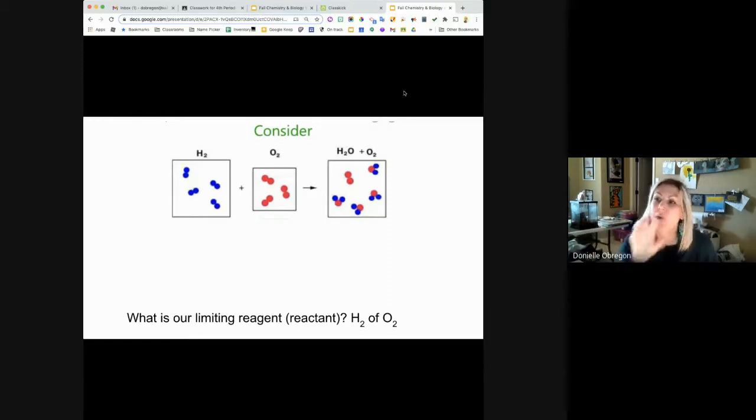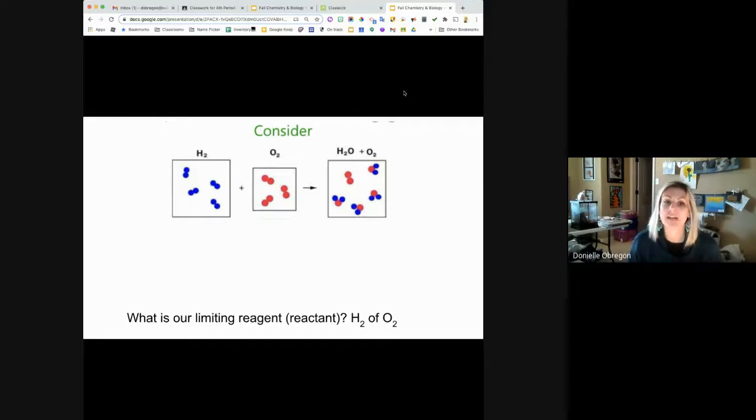So what I want you to do is just look at what's happening in the picture. And my question is, what is our limiting reagent or our limiting reactant? You're probably like, I don't know, Miss Obregon, but here's what I want you to do. Here's an easy way to figure out what is going to limit you. What's going to keep you from making this final product? Look on the right, okay? And you're going to see little Mickey Mouses. Those are our water molecules. That's our two H's with our O, right?